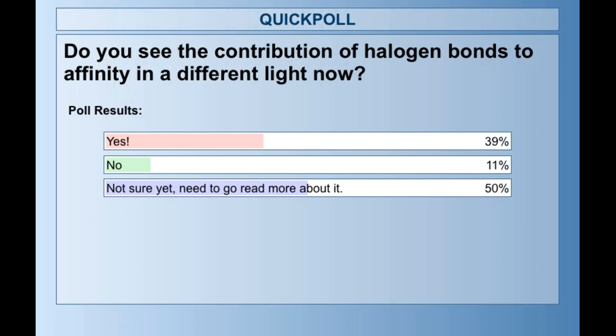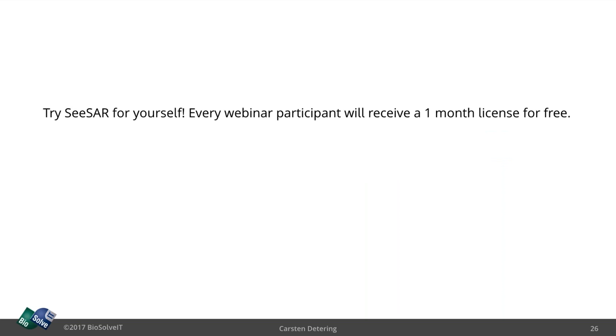So yes, I think we could raise awareness for the bonding situation. 11% did not change opinion or have already been in sync with what has been talked about. But 50% at least were stimulated to read a little bit and drill into the literature a little bit more, which is a great result. I think we can be very happy with this outcome of this webinar. So I'm closing this out and handing back to Carsten.